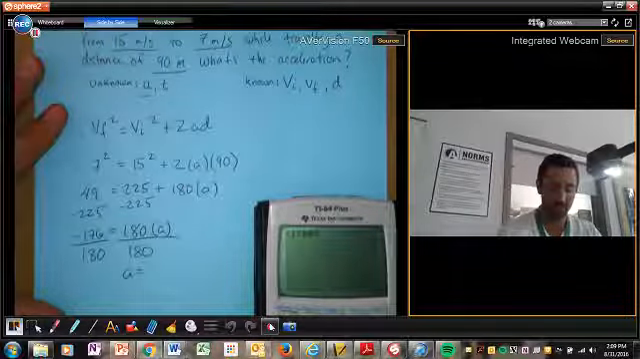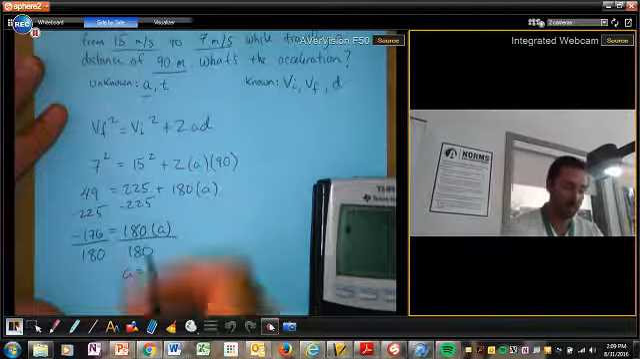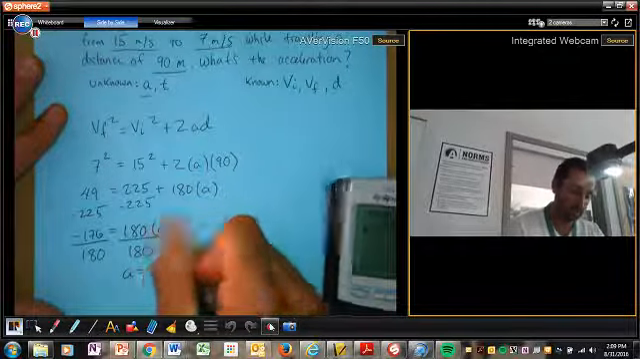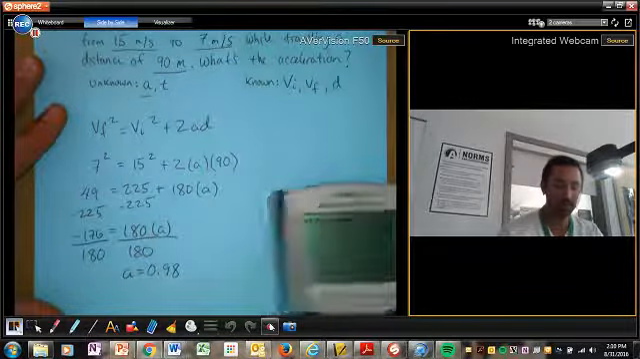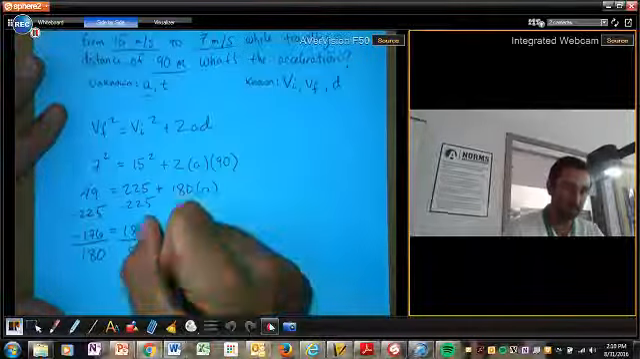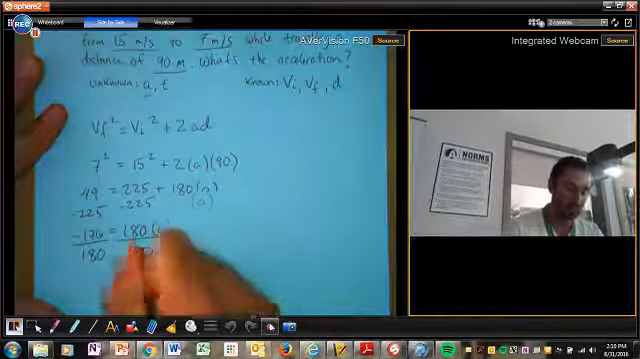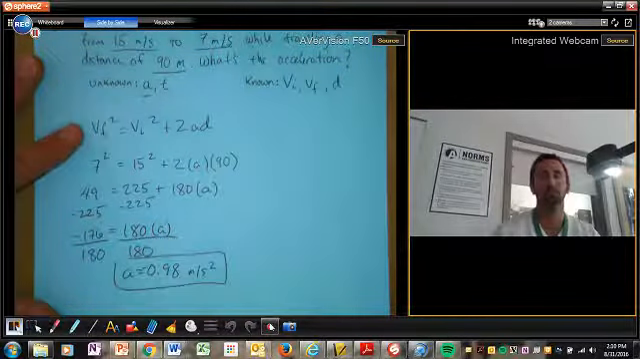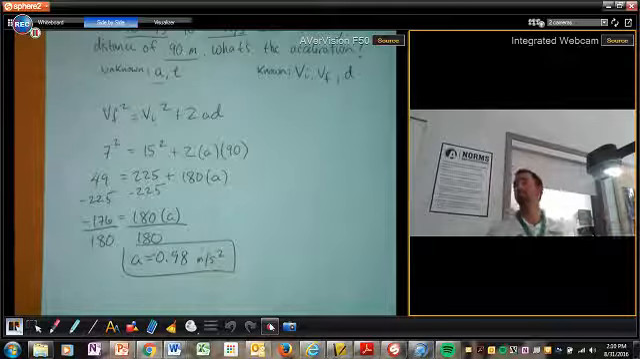A is negative 0.98. Let's round that. Oh, I messed up, sorry, meters per second squared. Does it make sense to be negative? What's it doing? It's slowing down, right? It's going from a high velocity to a lower velocity, so it's slowing down.